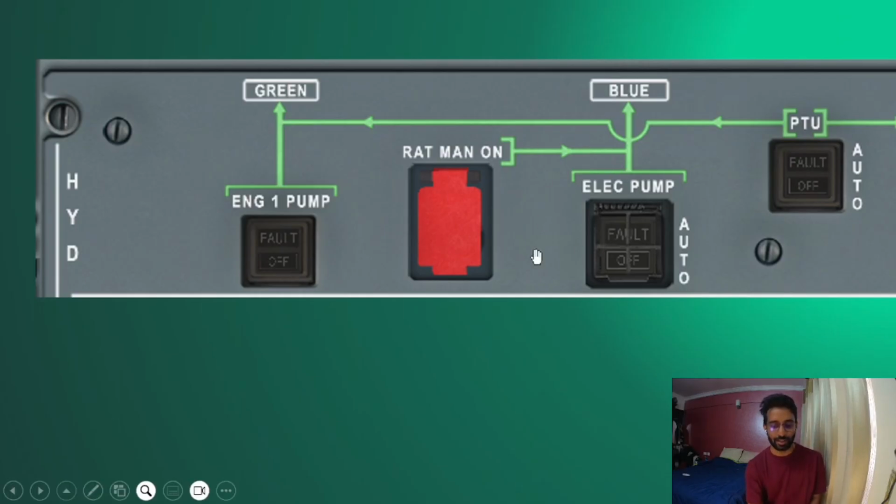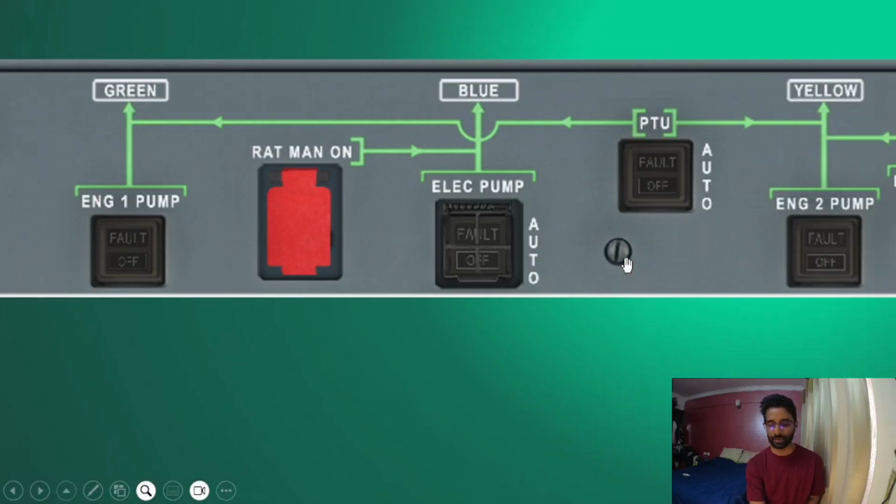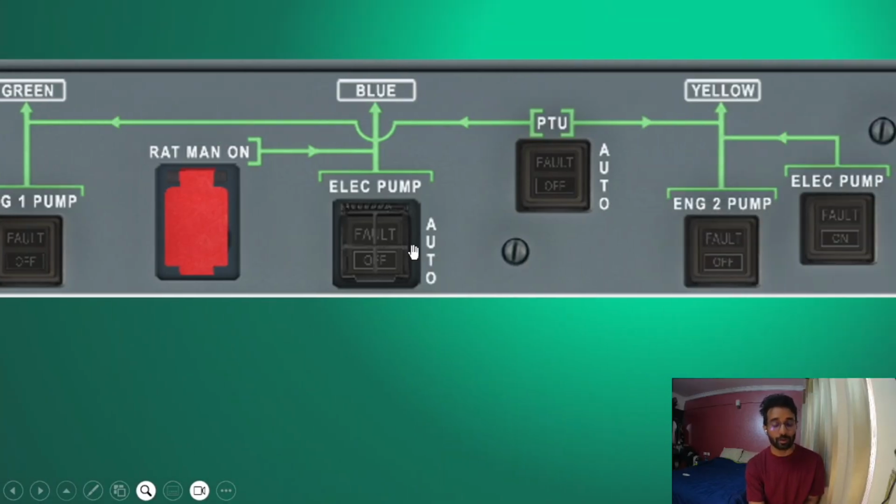RAT, what does it do? It is an emergency switch. Confirm, open, press, it deploys the RAT. The electric pump is closed and guarded. Why is it closed and guarded in black? Again, this also needs to be confirmed before operating, but the guard is black because it's a reversible action.